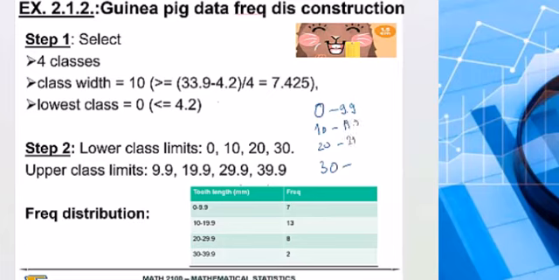19.9, 29.9, and 39.9. So from that, you can see that you get 4 classes, right? Which is on the left-hand side of the table. And then you start to tally to see how many values belong to the 0 to 9.9, how many values belong to the 10 to 19.9, and so on, right? And from that, you get a table.